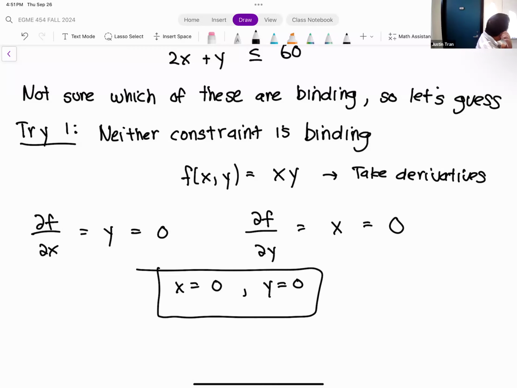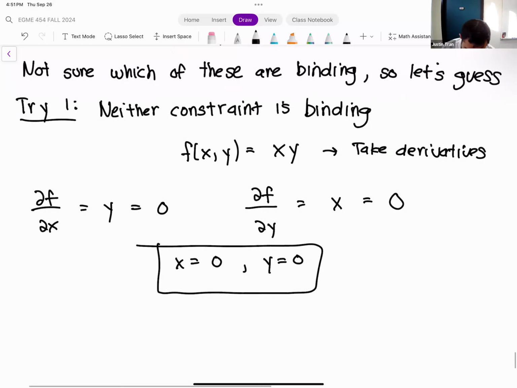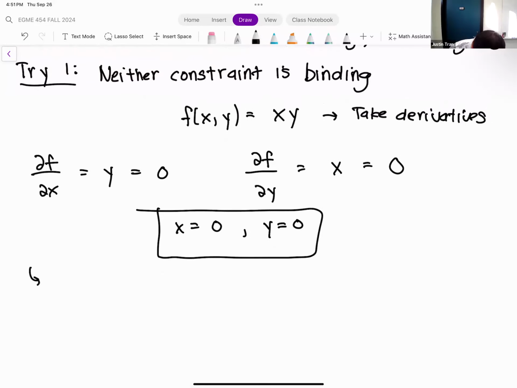At this point, after you solve for an optimal point, the next thing you have to check is whether this point satisfies the constraints. In particular, you're going to check all of the non-binding constraints, so all of the constraints that you assumed to neglect with this attempt, to make sure that it satisfies those ones.